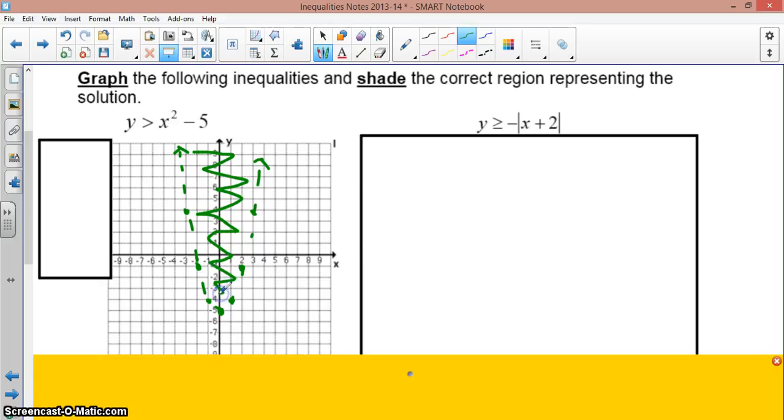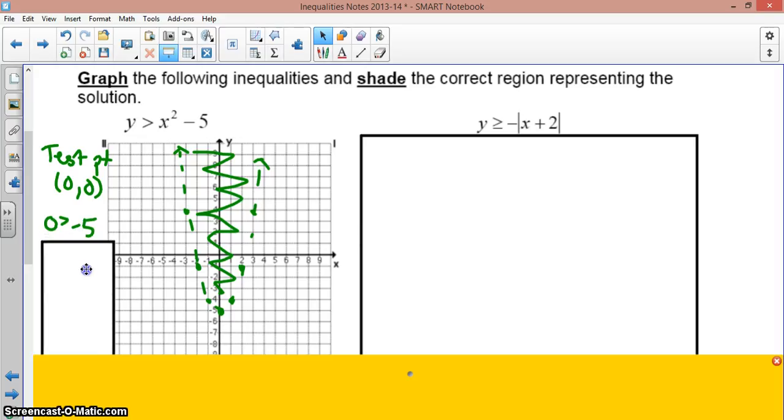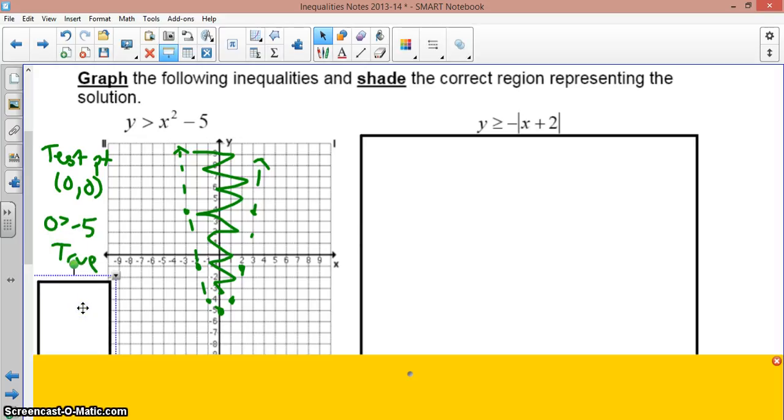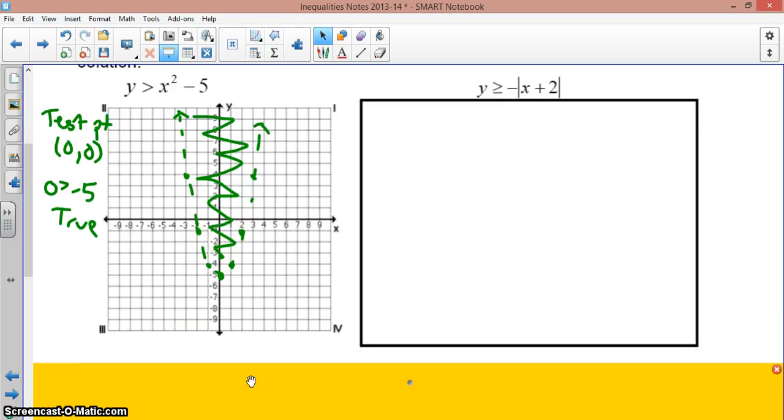So again, if you don't like that logic way, you can use the test point way. So if I am choosing a test point, I could use 0, 0. If I plug 0 in for x and 0 for y, I get 0 is greater than negative 5, which is a true statement, meaning 0, 0 needs to be in that shaded region. So again, that means this shading should be on the inside. Again, you do not need to use both ways. You can use the logic way or the test point way, whichever way you like better. And again, just like before, the solutions are in that solution region.